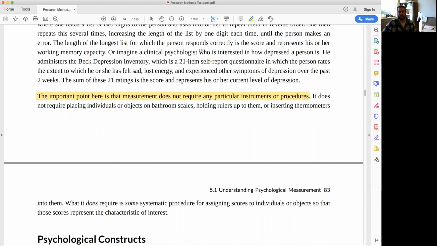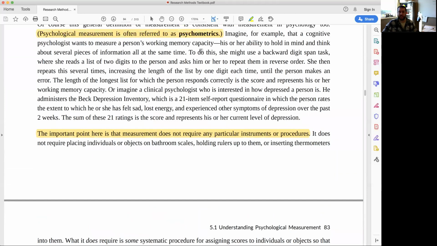But again, your textbook uses the example of a cognitive psychologist looking at memory. Absolutely, you can have a standard task or test that you have people physically do to test their abilities. That would still be a psychological measurement, trying to get at this component that you can't actually fully absorb, can't fully see.